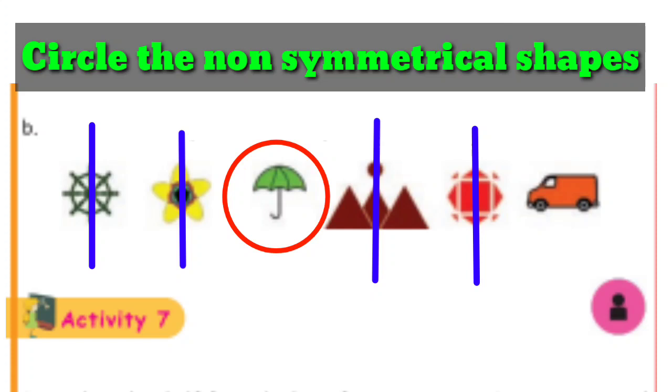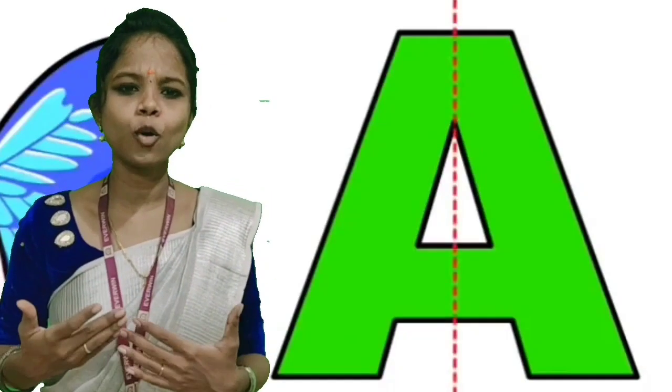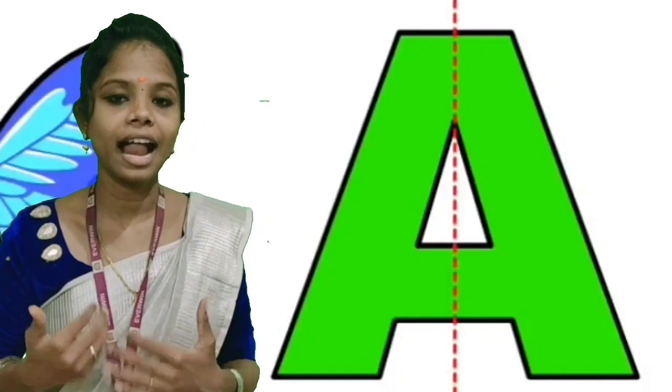What is it next? Van. Van cannot be divided into two exact halves. So van is a non-symmetrical shape. So we want to circle the van. So umbrella and van are the non-symmetrical shapes. Can you understand? Yes. Symmetry is also found in some letters of the alphabet.